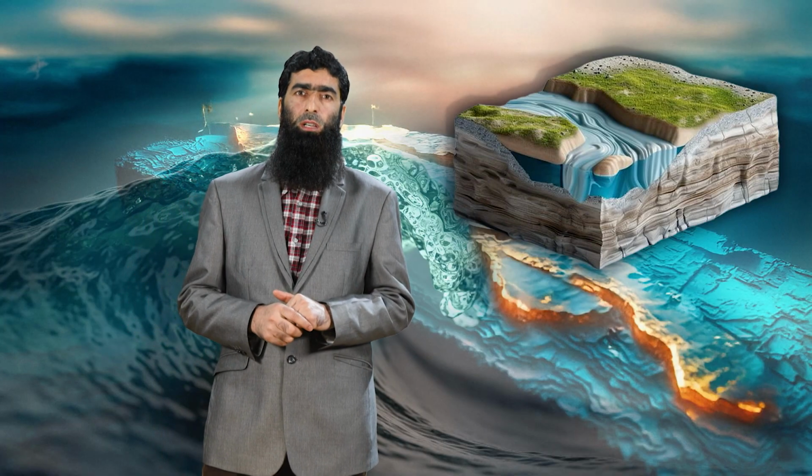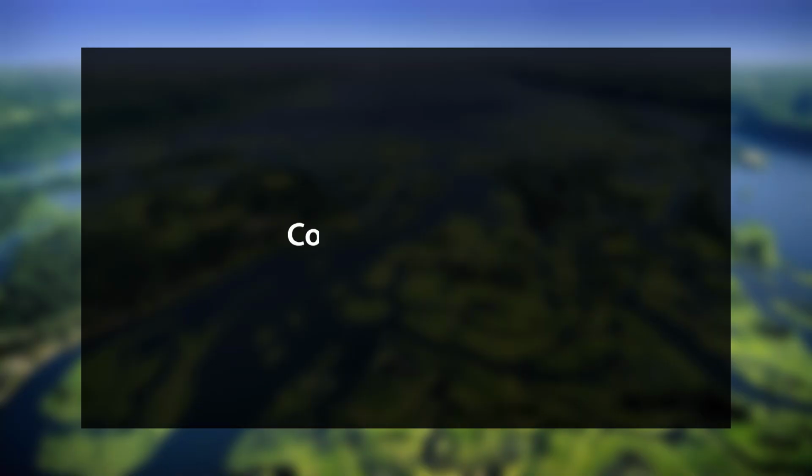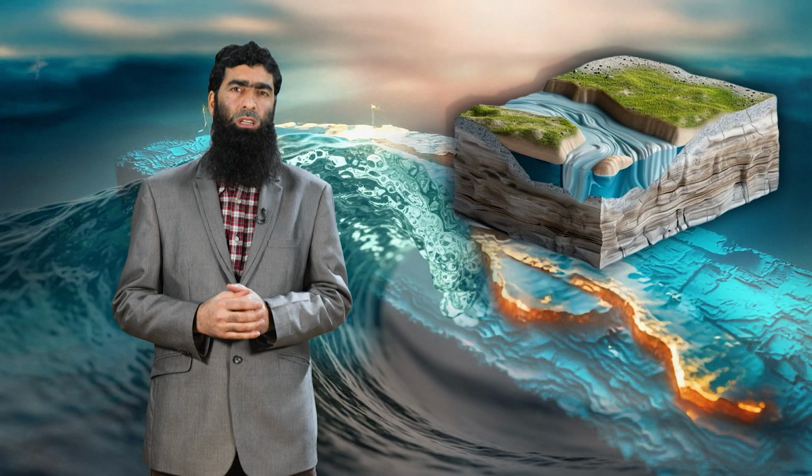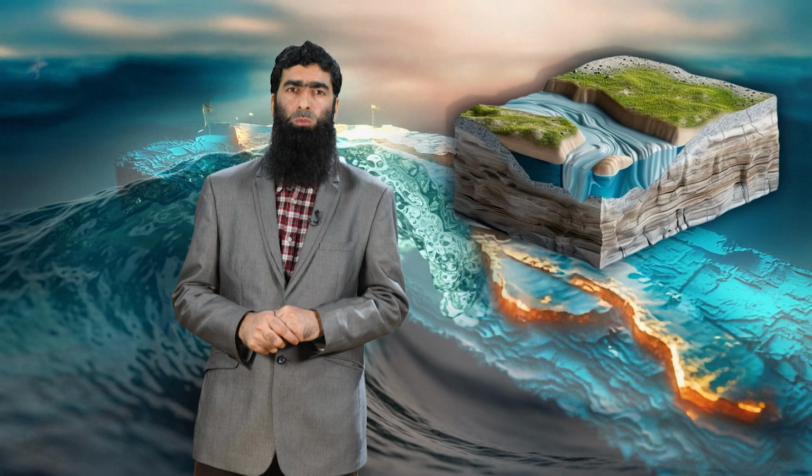Having understood the principal mechanisms of coastal erosion, we can now look at the coastal landforms they create. These landforms are classified into two main types, erosional and depositional landforms. Let us begin with one of the most common landforms along the coasts, that is the sea cliff.